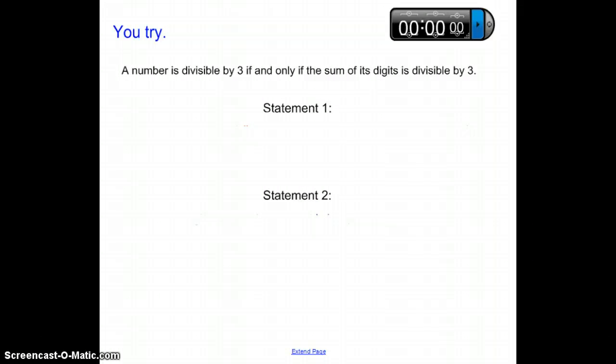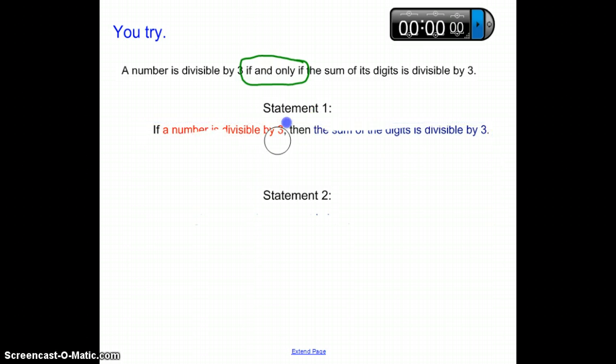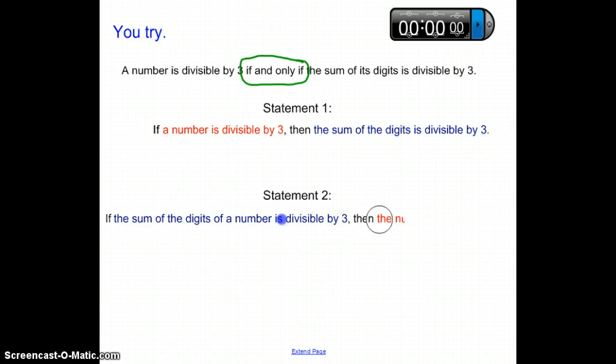Okay, again, this is an example for you to try, and you're really doing yourself a disservice if you just sit and watch the video versus pausing the video and seeing if you can do this, especially if we decide to give a daily quiz tomorrow. So we have a biconditional because we have the if and only if. So that means our first statement is, if a number is divisible by 3, then the sum of its digits is divisible by 3. Statement 2, you switched, and says if the sum of the digits of a number is divisible by 3, then the number is divisible by 3.